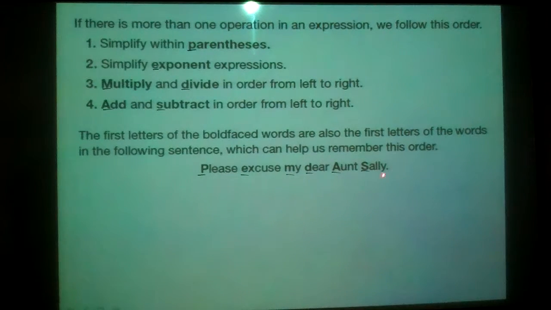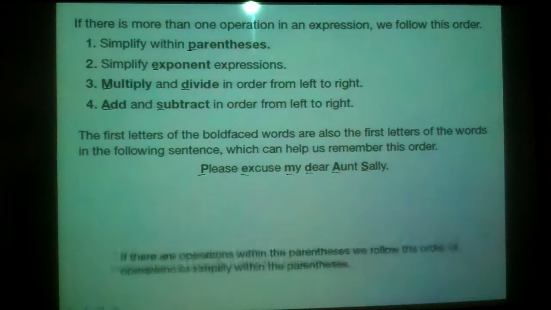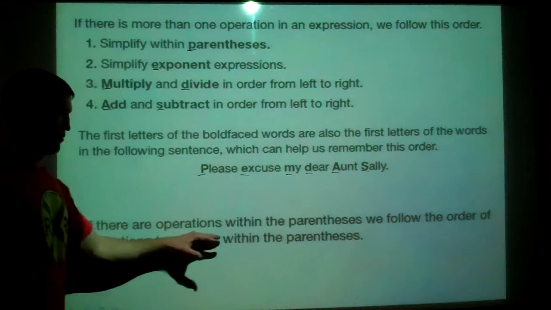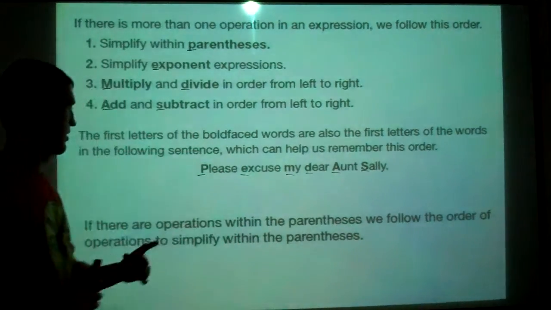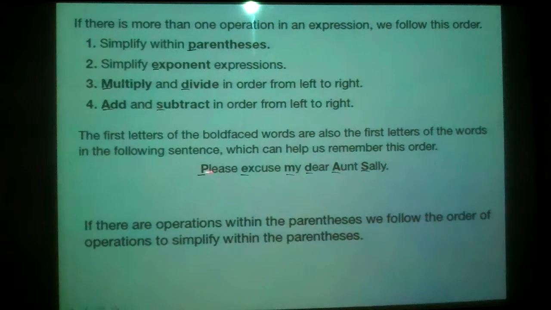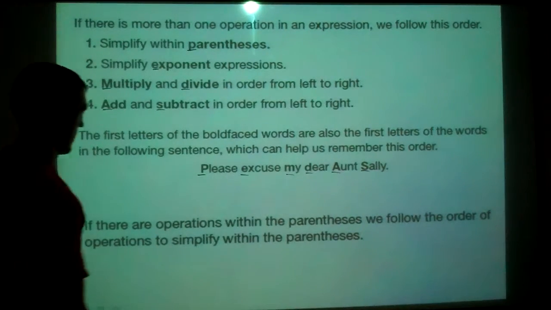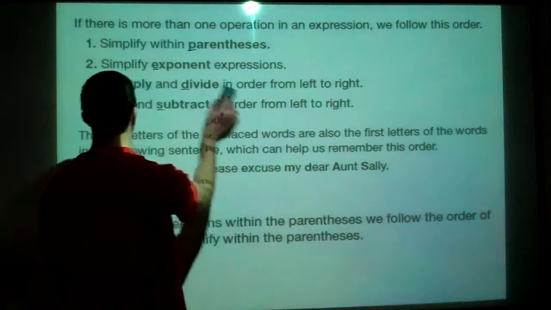And this whole thing actually still applies within parentheses. So we might have this big long thing inside parentheses. We're still going to follow these rules right here. We're going to follow this order, okay? So let's actually see how this works.